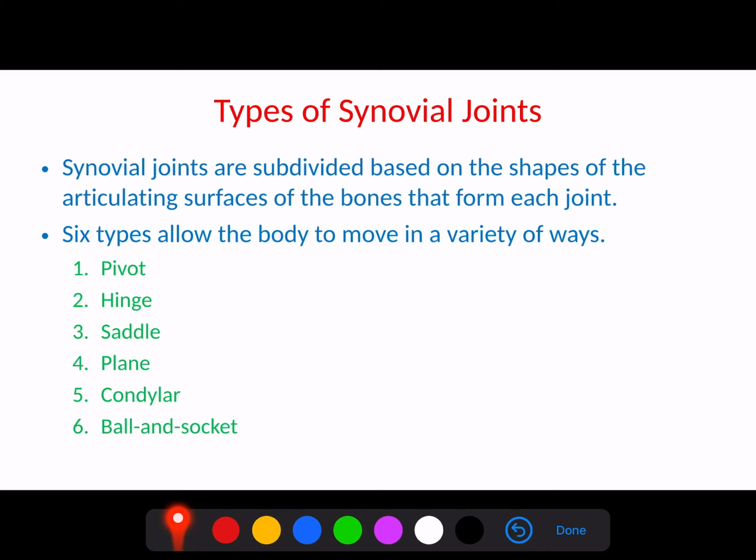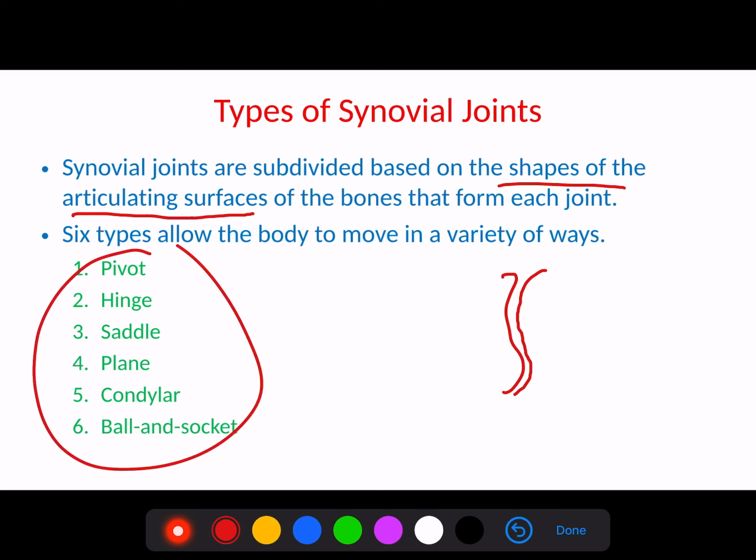Okay, let's see now some additional details about the synovial joint. First of all, there are 6 different types of synovial joints, based on the shapes of the articulating surfaces. Remember, the articulating surface is the area where the two bones are meeting each other. So based on this shape, we have 6 different types of joints.